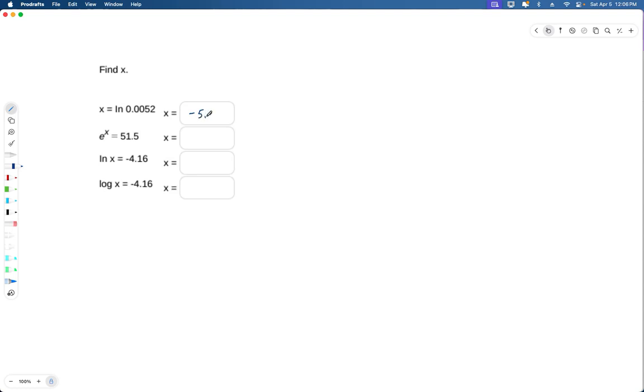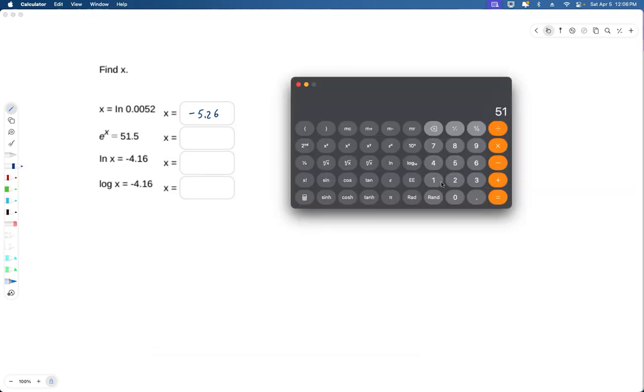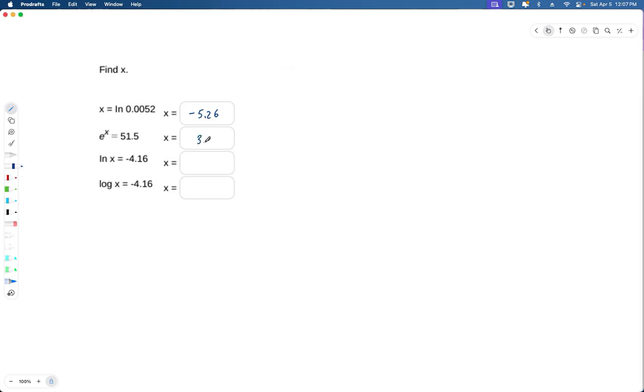So negative 5.26. Here, we're going to do the ln ex key. Let me pull that calculator back up. So clear 51.5, and I think we do ln, and that's it. You just do the ln key here. So that's going to be rounded 3.94. So 3.94. So again, ln key, the number.